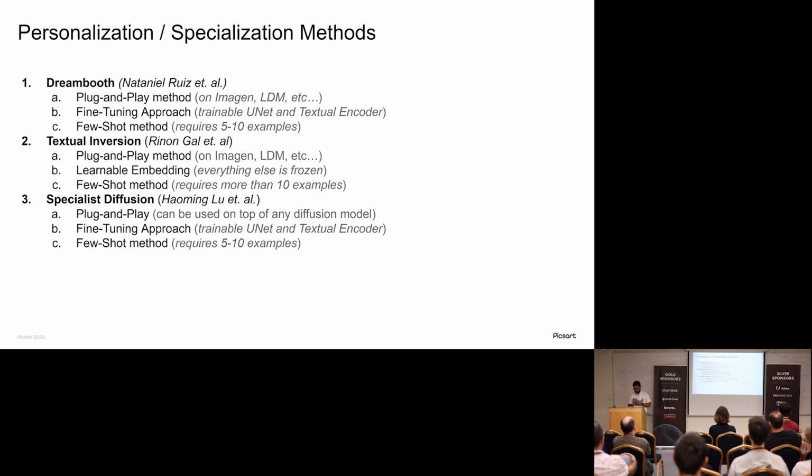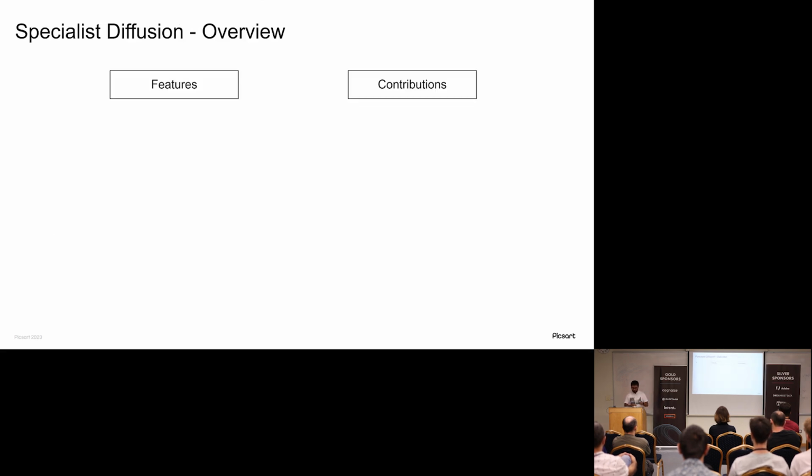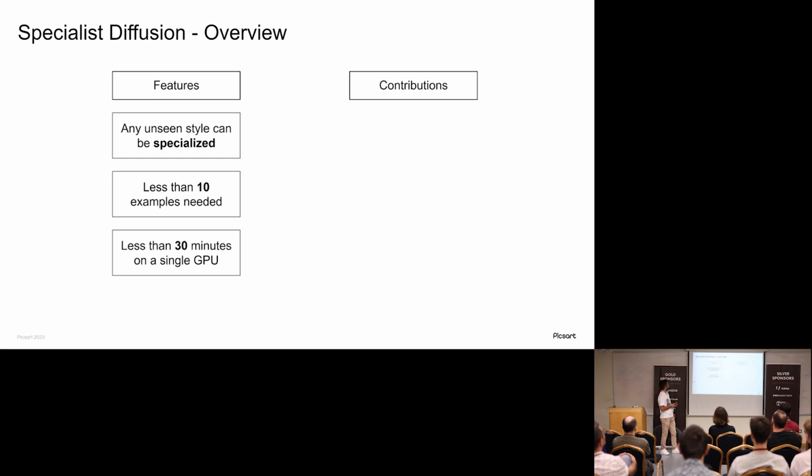Our approach, which is called specialist diffusion, is also plug-and-play. We can use this solution with different architectures. We have to train the unit and textual encoder architecture, and also the important part is that we need no more than 10 examples in our training sets. So what features do we have in this architecture? When we talk about specialist diffusion, we can mention that by using it, we can learn any unseen style, even if this style is designed by ourselves. We want to fine-tune a model with our own style, drawn by ourselves. Also, it requires less than 10 examples, and the third feature is that we're going to have to wait roughly 30 minutes on a single GPU to learn our model.